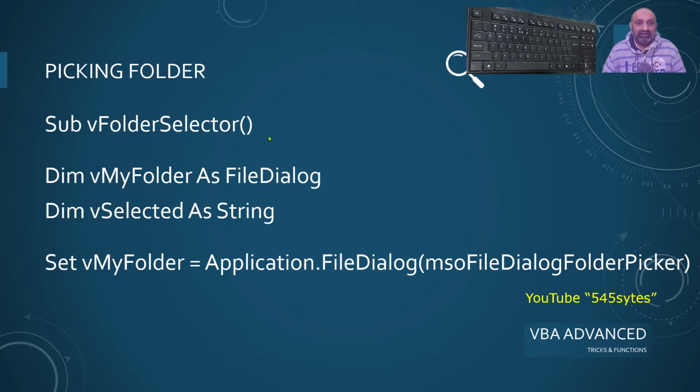Here what we are assigning is not a value but a command, or a part of a command, that is being assigned to that variable, and that command is Application.FileDialog msoFileDialogFolderPicker. So instead of referring to this whole command again and again, we are using this Set function to assign this command to one word, that is one variable, vMyFolder, right? So this is the assignment of the object or the command to one variable. Let's move forward.